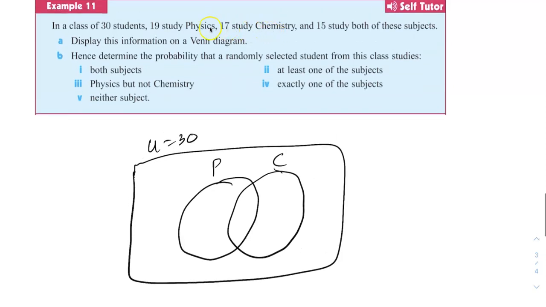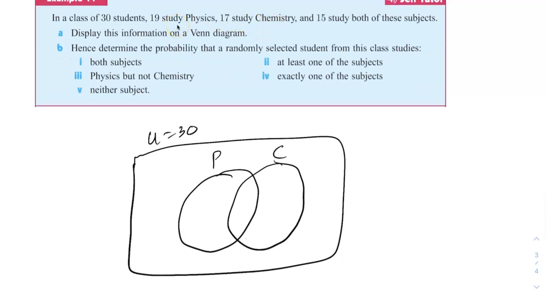And what did they tell us? 19 study physics. So all of this is 19. Keep in mind that is not this circle, right? The whole circle is 19. 17 study chemistry. Same rule. This whole thing is 17. And 15 study both of these subjects. So that one I could fill in. That is 15.